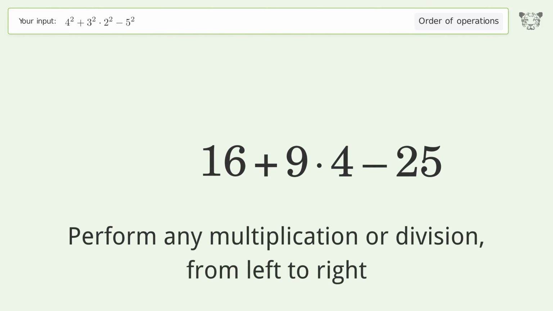Perform any multiplication or division, from left to right. 9 times 4 equals 36.